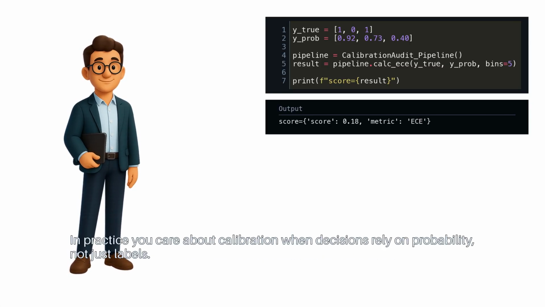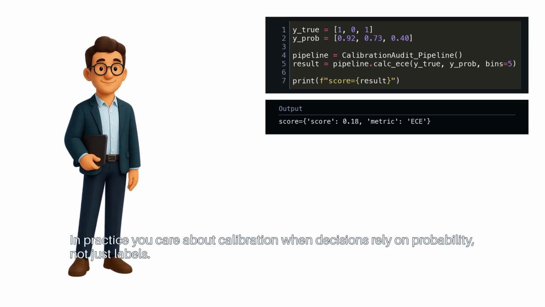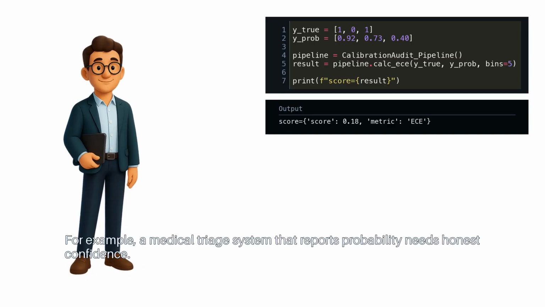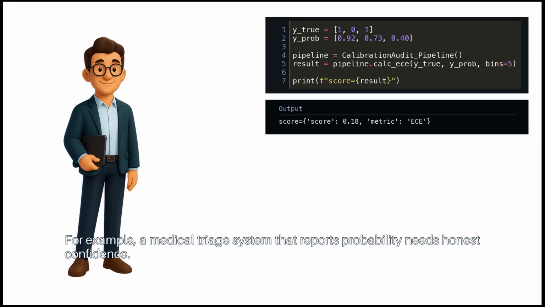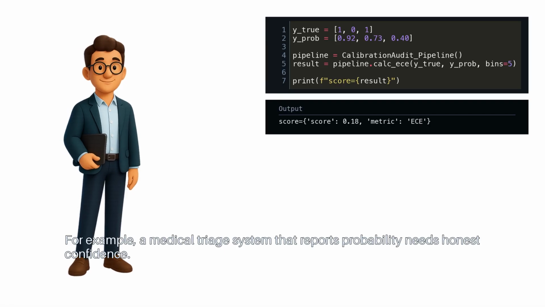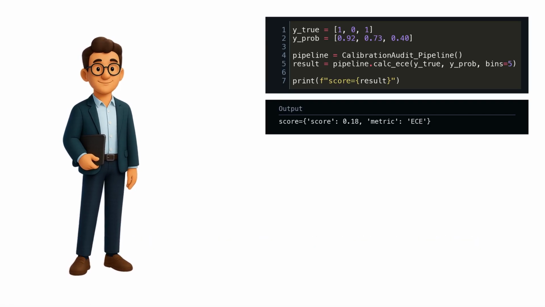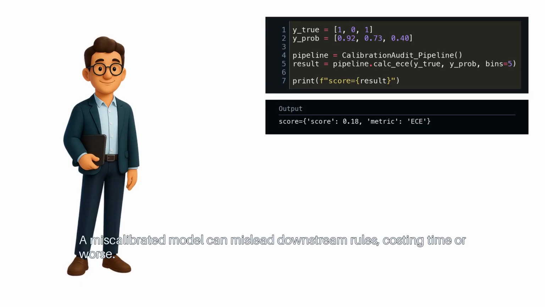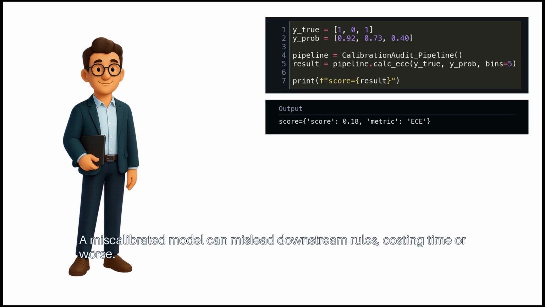In practice, you care about calibration when decisions rely on probability, not just labels. For example, a medical triage system that reports probability needs honest confidence. A miscalibrated model can mislead downstream rules, costing time or worse.